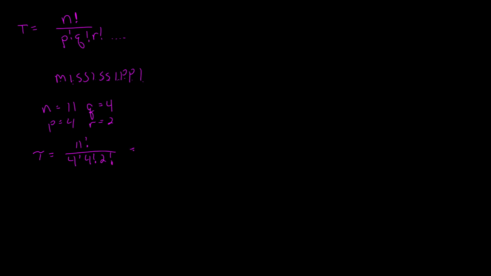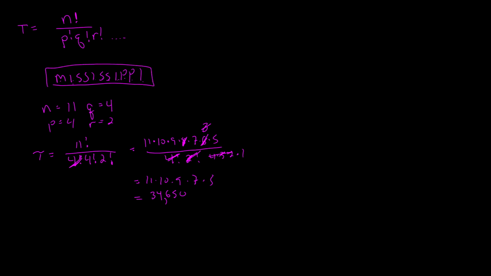Let's see, 11 factorial and one 4 factorial would give me 11 times 10 times 9 times 8 times 7 times 6 times 5. Then I'm left with the 4 factorial and the 2 factorial. Well, 2 factorial is 2, so we'll make this into a 3. And then 4 factorial is 4 times 3 times 2 times 1, so the 3 is going to cancel that. 4 times 2 is 8, that goes away. And so I'm left with 11 times 10 times 9 times 7 times 5, or 34,650.